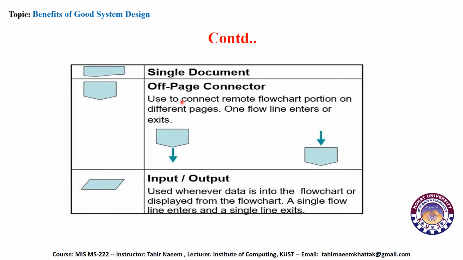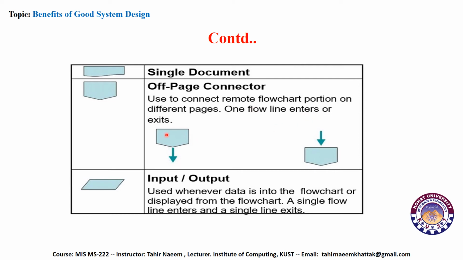Off page connector. Whenever we want to draw a process, it generally spans more than one page, normally 4 or 5 depending on the system. This is the off page connector. When this symbol is used, it means the next process is done on the next page. Use the connector to link flowchart portions on a different page. One flow line enters and exits.